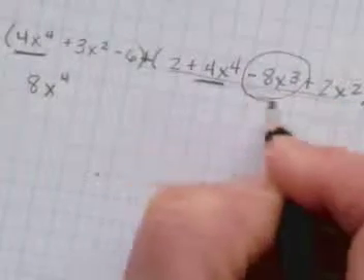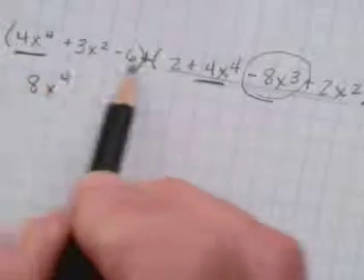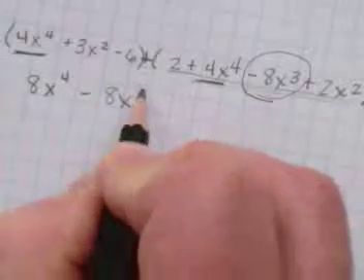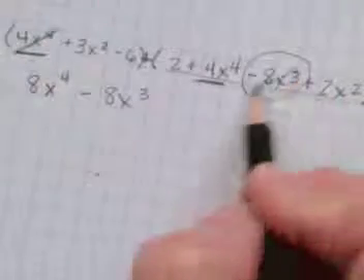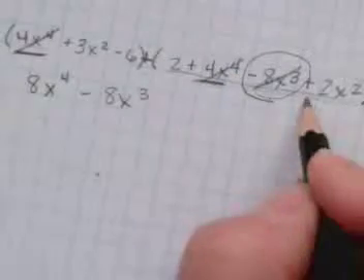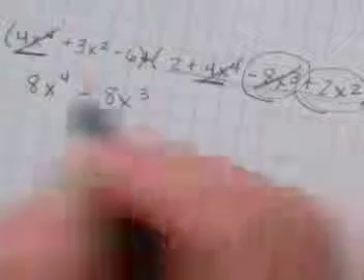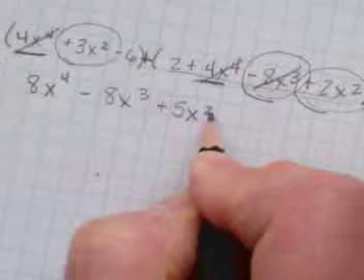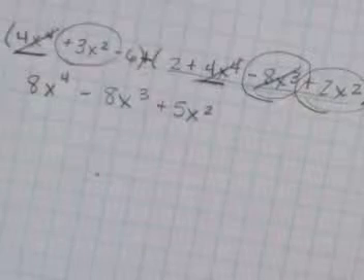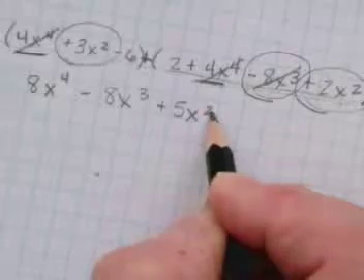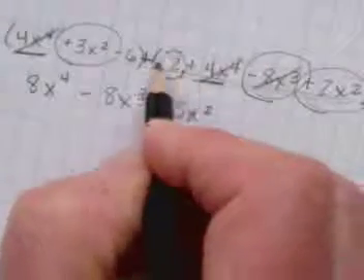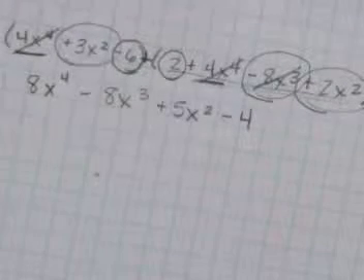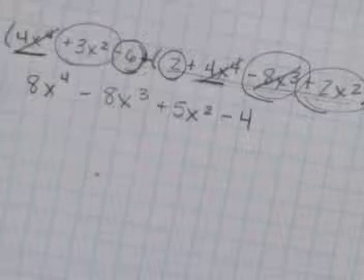Then I notice I have a minus 8x to the third, and there are no other x to the third terms here, so I can't combine anything with that term. So I've taken care of my x to the thirds and x to the fourths. I've got a plus 2x squared and a plus 3x squared, which gives me a positive 5x squared. Notice again that I'm adding the coefficients and I'm doing nothing to the variable and the exponent. And here I have a constant term of 2 and a constant term of negative 6, which gives me minus 4. And that is my polynomial simplified.